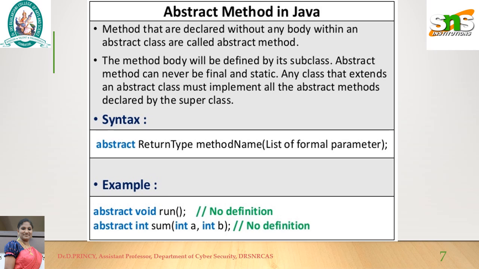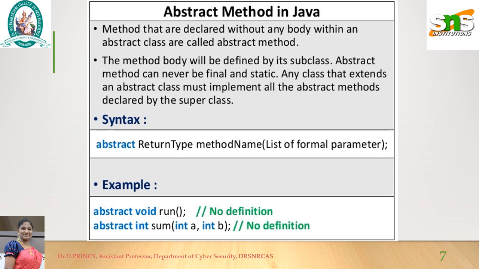Abstract method in Java. Like final, we have abstract. Final restricts the user from changing the value, overriding or extending it. But the abstract method implies that the method must be overridden, and an abstract class insists that the class be inherited. That means when you declare an abstract method or abstract class, it must be overridden and extended. Methods that are declared without any body within an abstract class are called abstract methods.